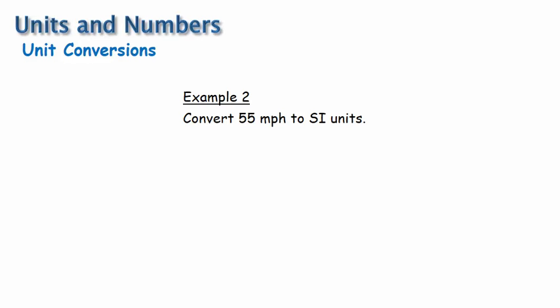Convert 55 miles per hour to SI units. Again, we'll start by writing down the original value of 55 miles per hour, and I'll write miles per hour a little more explicitly so that we can do the process more easily.